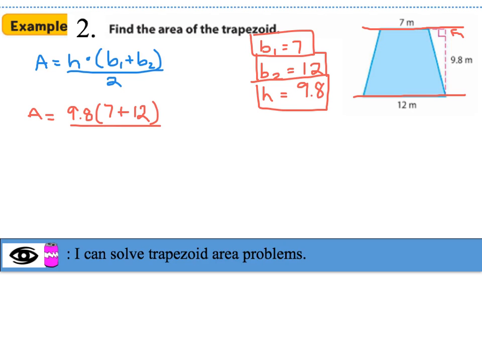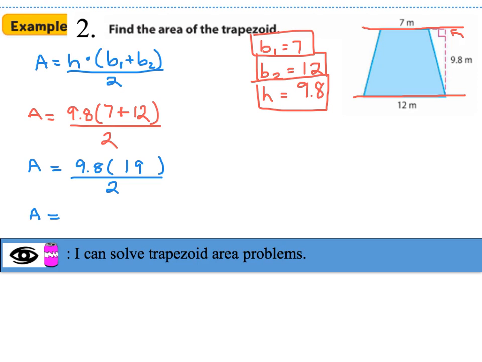And then we have to divide that by 2. So using the order of operations, let's go ahead and work with the items inside of the parentheses first. So 9 8/10 times 7 plus 12, which would be 19. And we have to divide that by 2. So let's go ahead and work on the top portion of this problem.